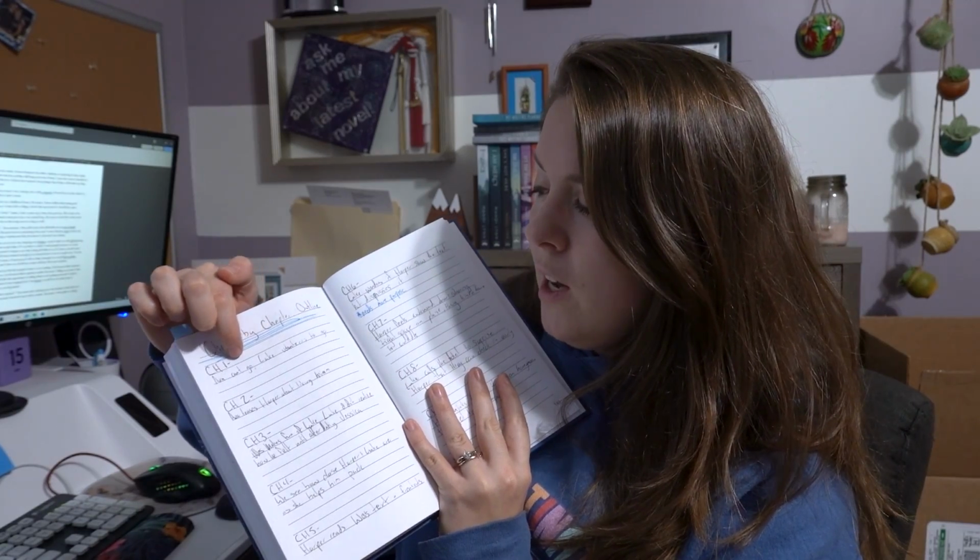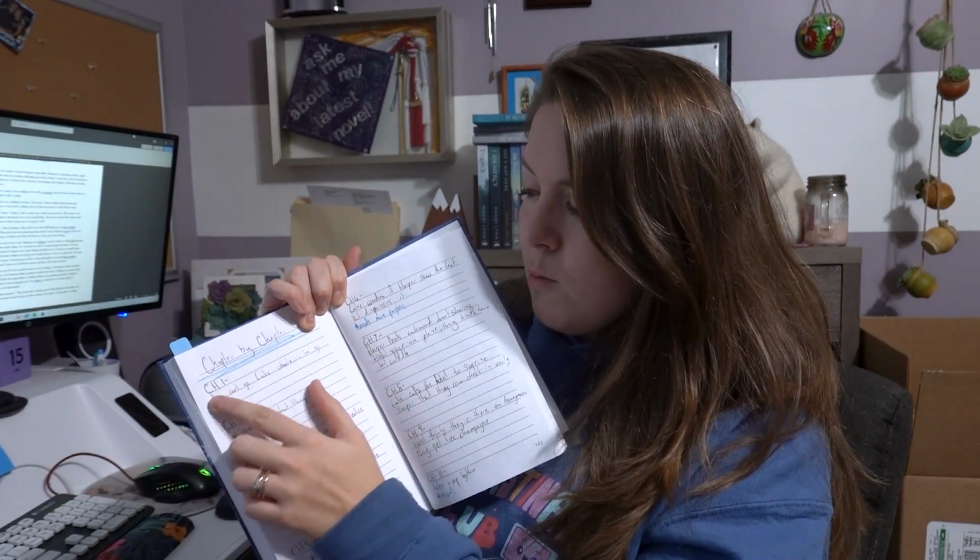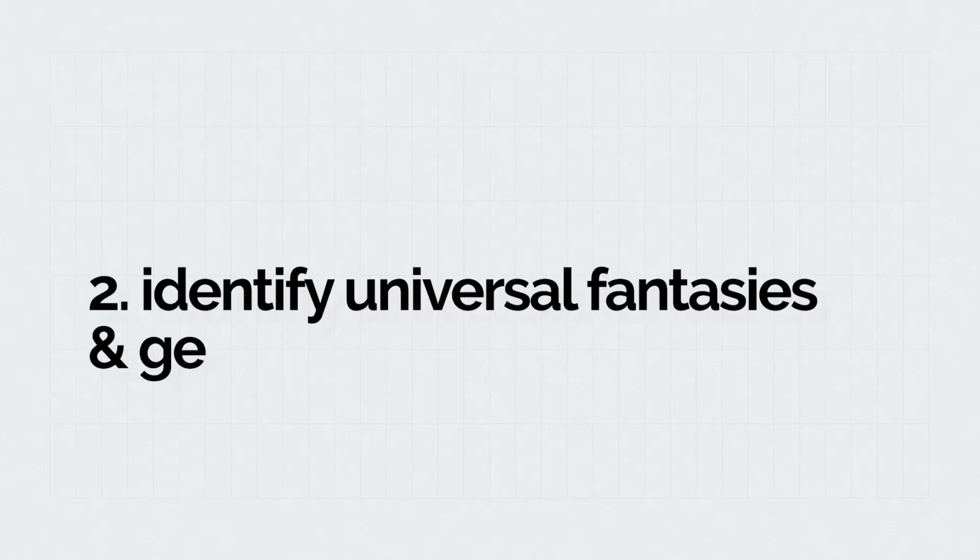And I left room, like I just put chapter 1 and then started the summary on the next line. So since I have all this white space, I'm actually going to go ahead and use a different colored pen and write in and identify a universal fantasy for every single chapter.